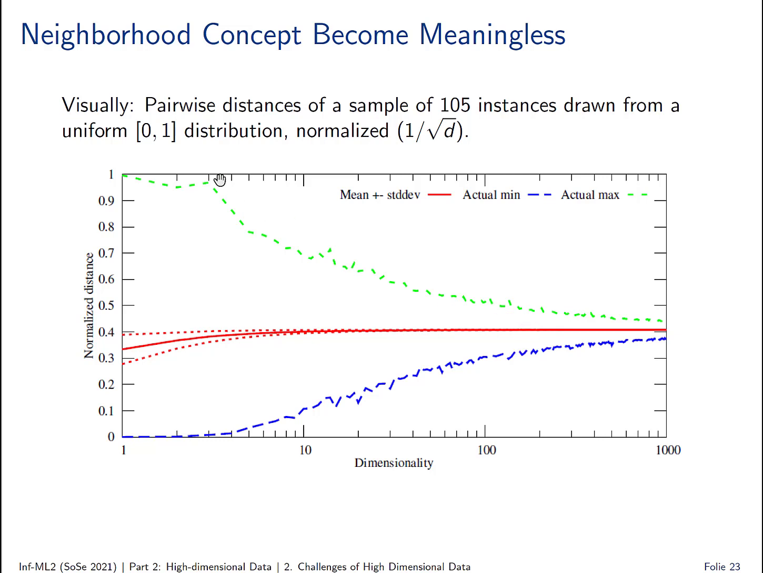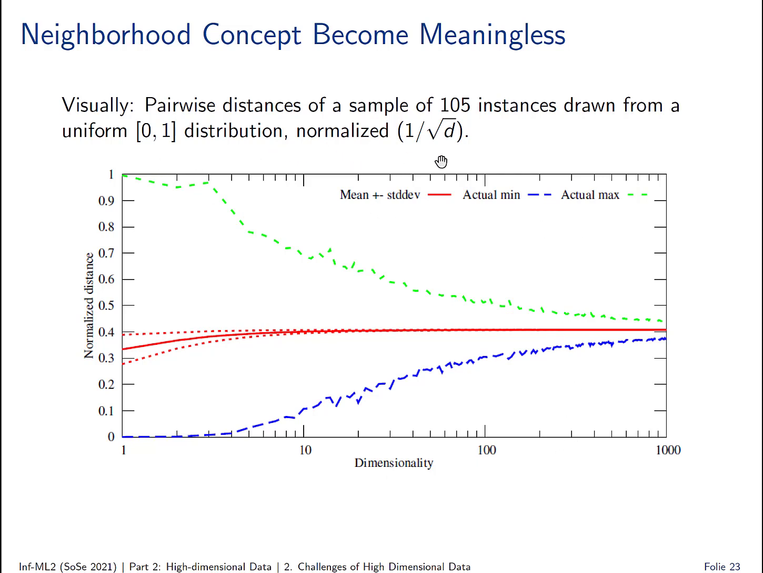Yeah, and we can even see that visually here. So here we see some pairwise distances of a sample of 10^5 instances, drawn from a uniform distribution between 0 and 1. And you see here the dimensionality grows from 1 dimension to 10 to 100 to 1000. So this is a logarithmic scale, obviously, here.